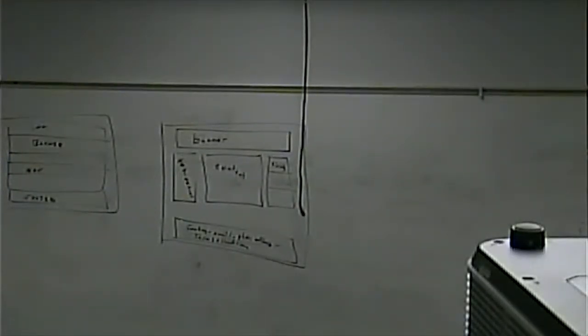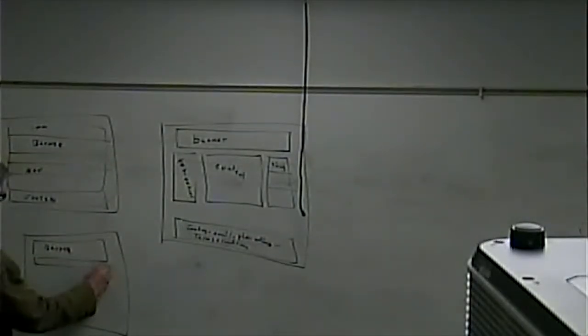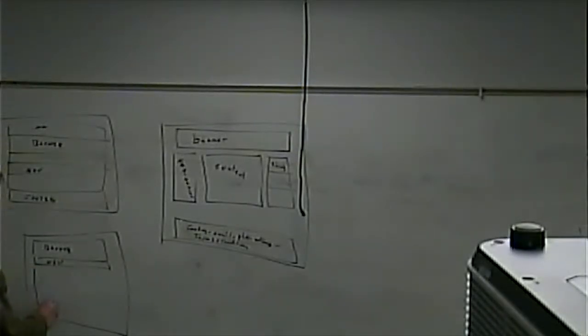Or maybe there are certain pages that look different than other pages. Maybe you have a photo gallery page on your site. All right? In which case, maybe the banner's like this, the navigation is like this. I'm going to still put the navigation down the side, but maybe there's thumbnails underneath the banner, and then you have the big picture, and maybe there isn't news on the photo gallery page. And then you have your footer.